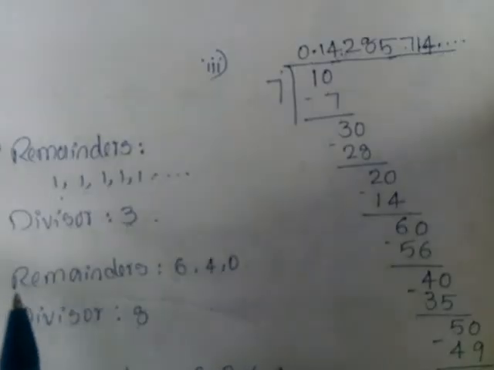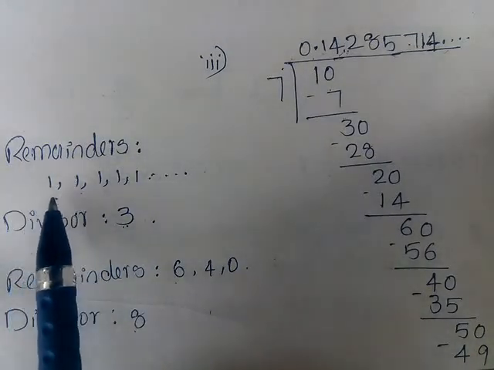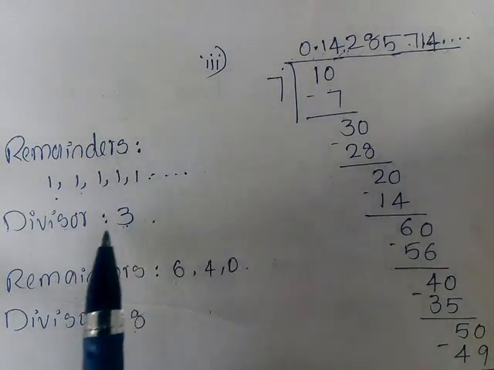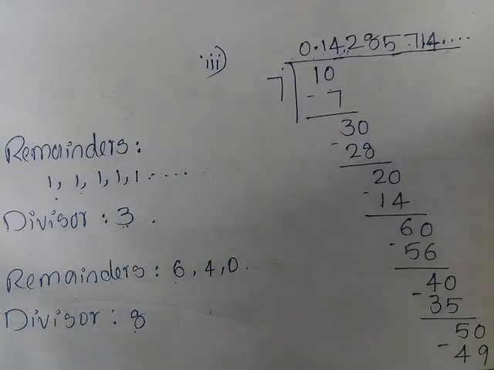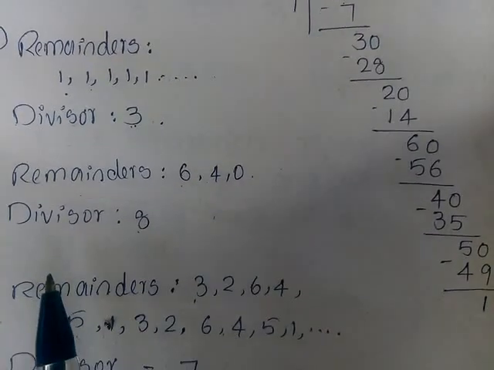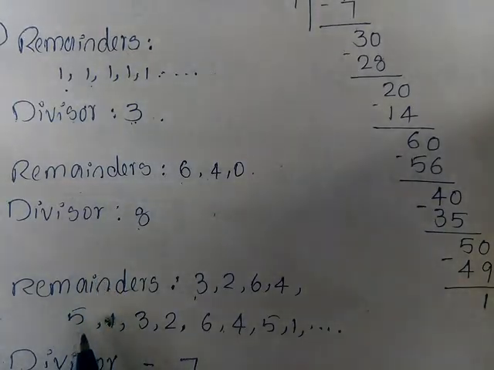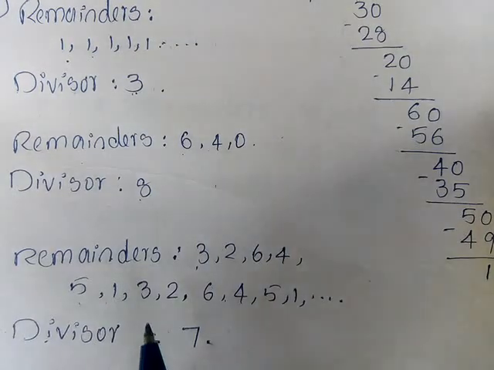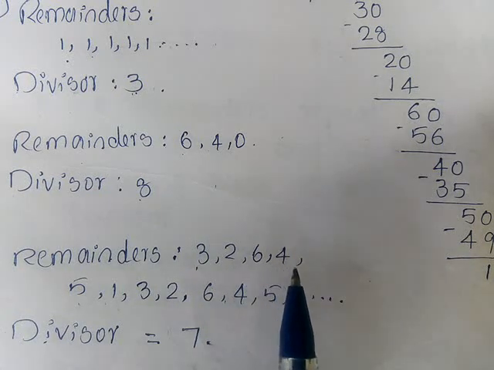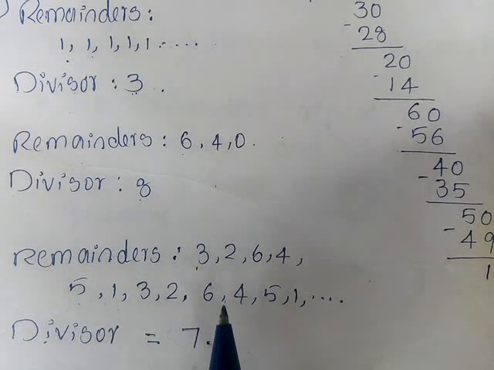In example 1, the remainders are 1, 1, 1, 1, etc. and the divisor is 3. In example 2, the remainders are 6, 4, 0 and the divisor is 8. In example 3, the remainders are 3, 2, 6, 4, 5, 1, 3, 2, 6, 4, 5, 1, etc. and the divisor is 7.